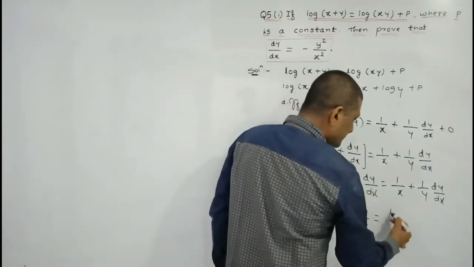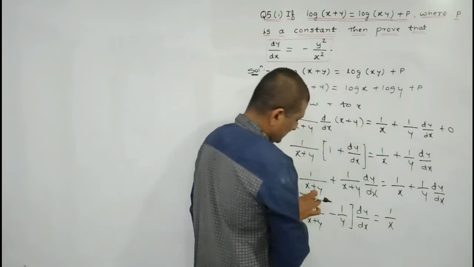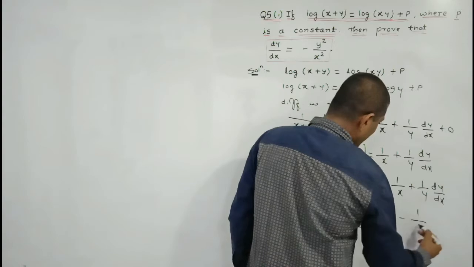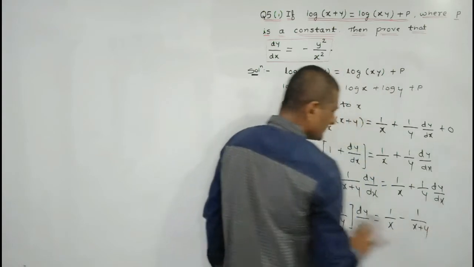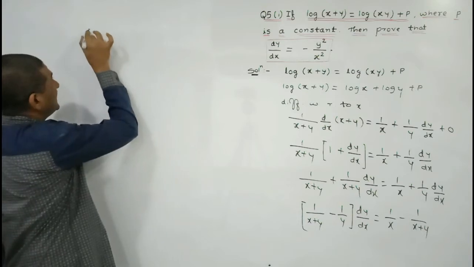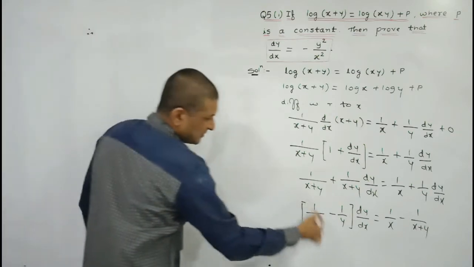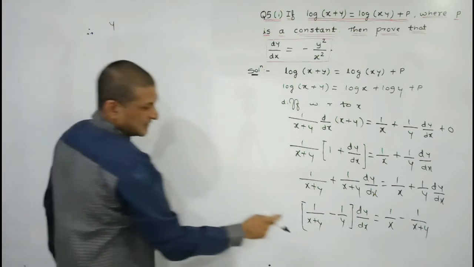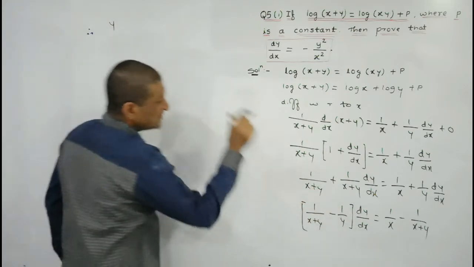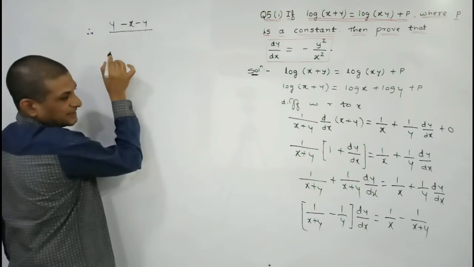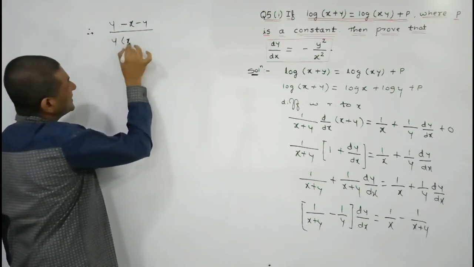Already on the right hand side 1 upon x is there, and this term 1 upon x plus y on this side will become minus 1 upon x plus y. Now let us simplify it. So on the left hand side we are taking cross multiplication. Let us see, y into 1 will be equal to y, and x plus y into minus 1 will be equal to minus x minus y, and in the denominator y into x plus y.